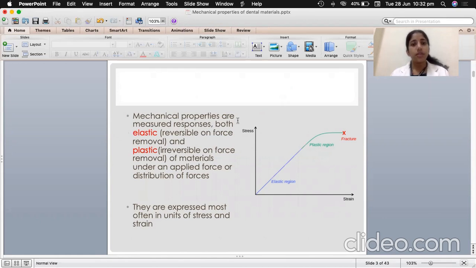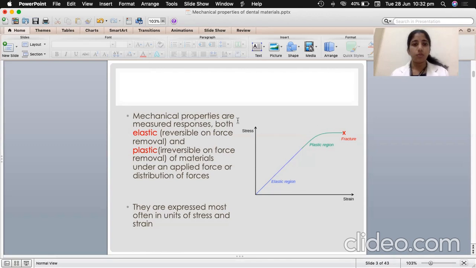Elastic responses are reversible. On force removal, the material will come back to its original form. And plastic responses are irreversible responses. That is, during the applied force, the material will change its form or shape, but it won't return to its original position once the force is removed. That is plastic deformation. Plastic deformation is an irreversible change or a permanent deformation.